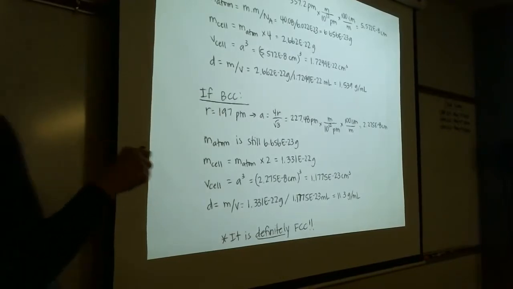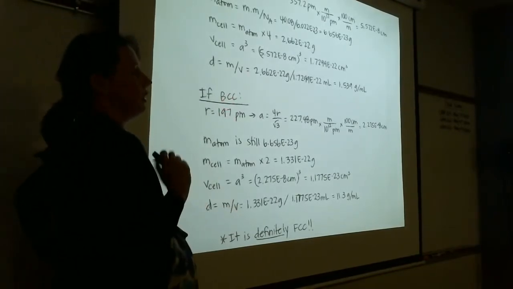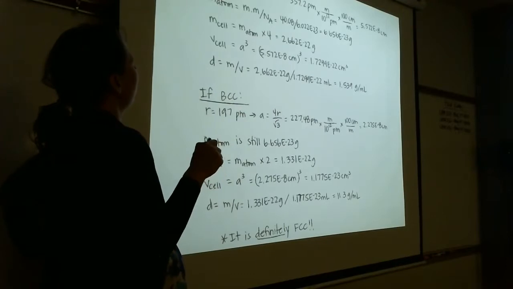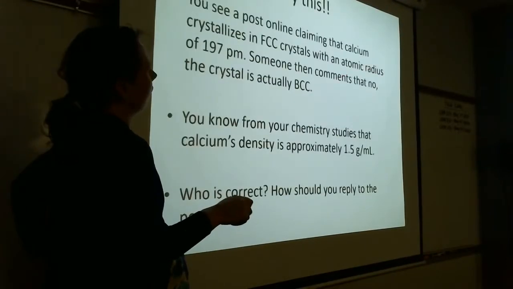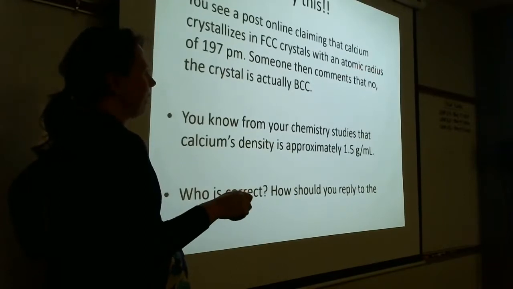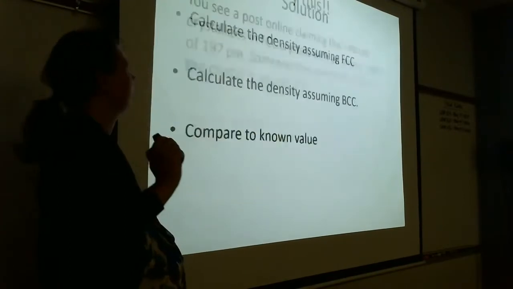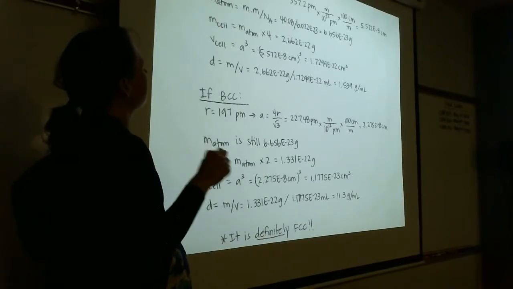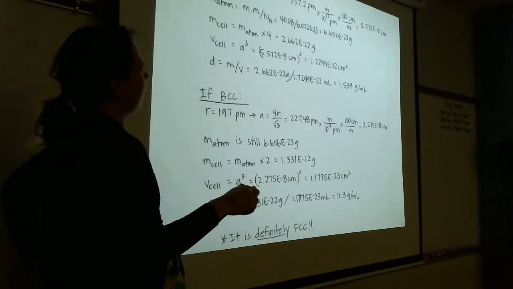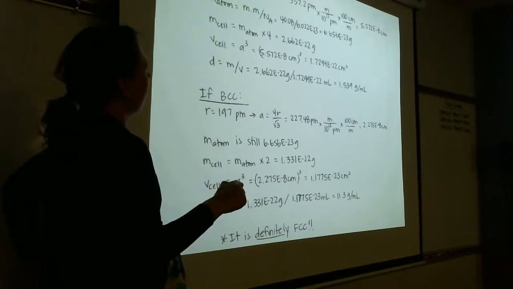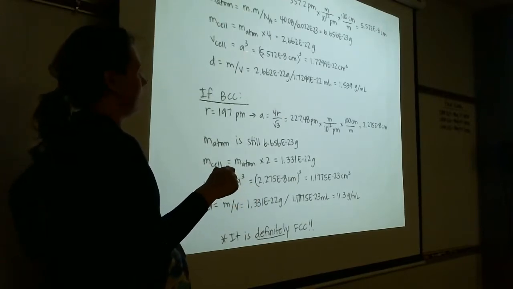If it's face-centered cubic versus body-centered cubic, we're going to do two calculations here. Now notice I gave you radius. The problem says with an atomic radius. We have to have edge length to do these problems. So you need to convert your radius into an edge length and then convert that edge length into centimeters, right? And that's what you would cube to get the volume of the cell.